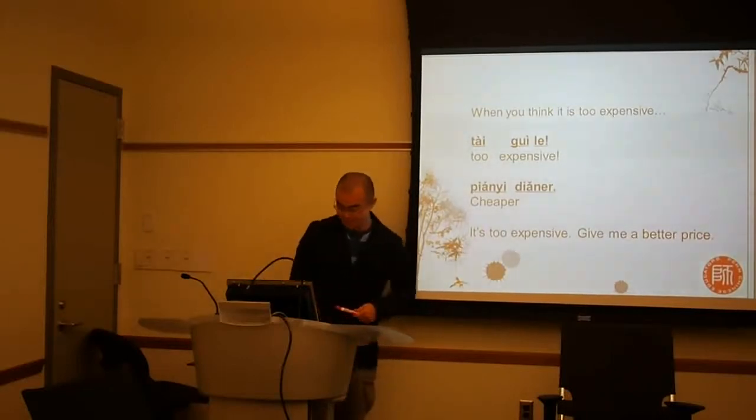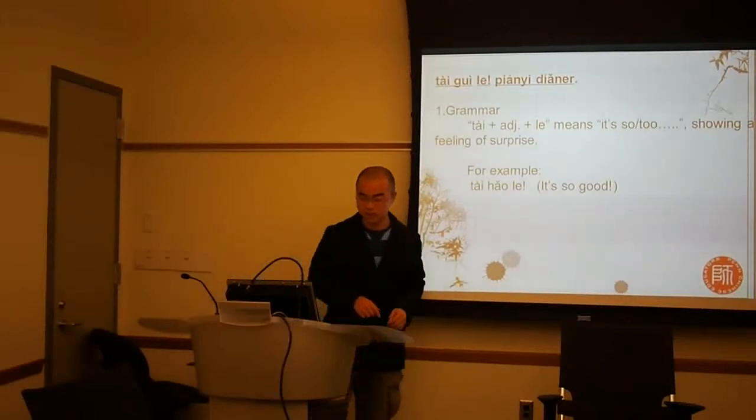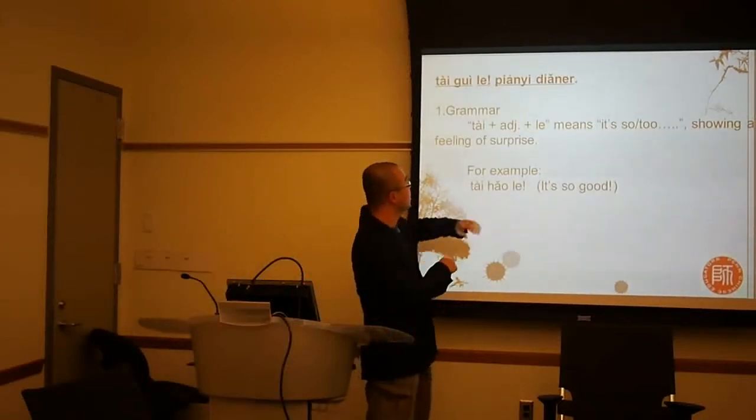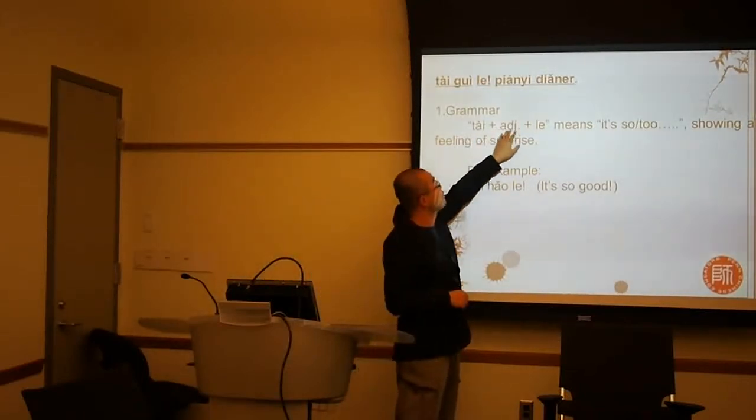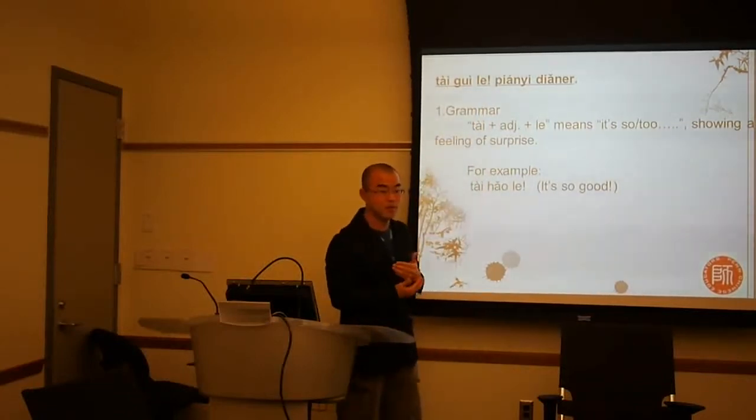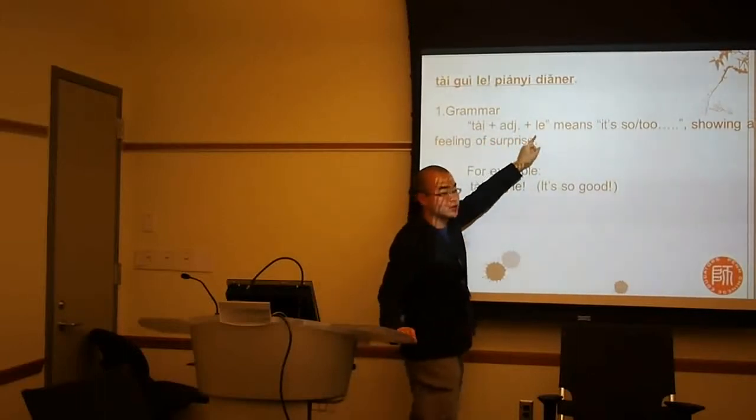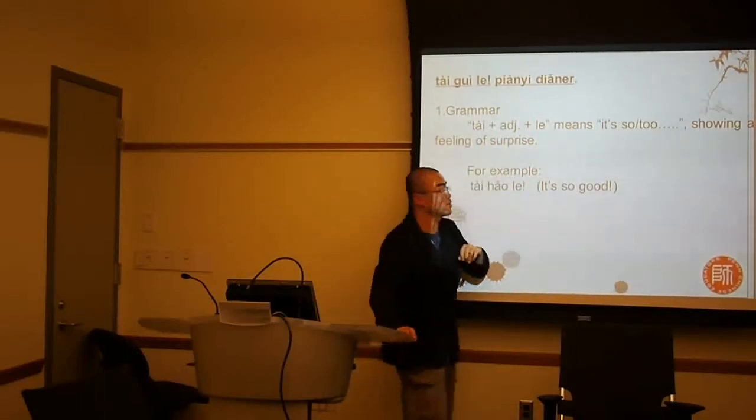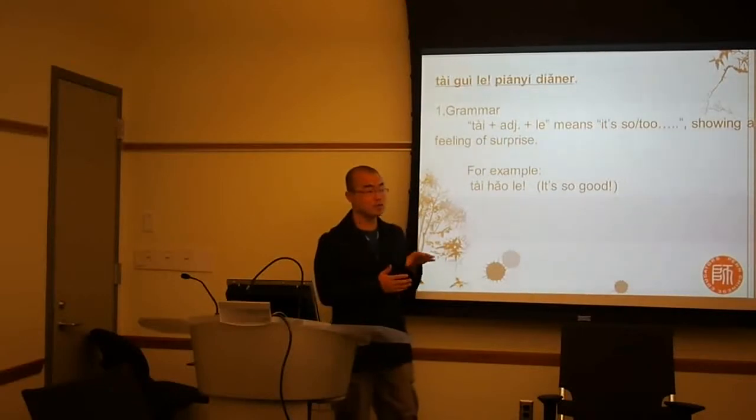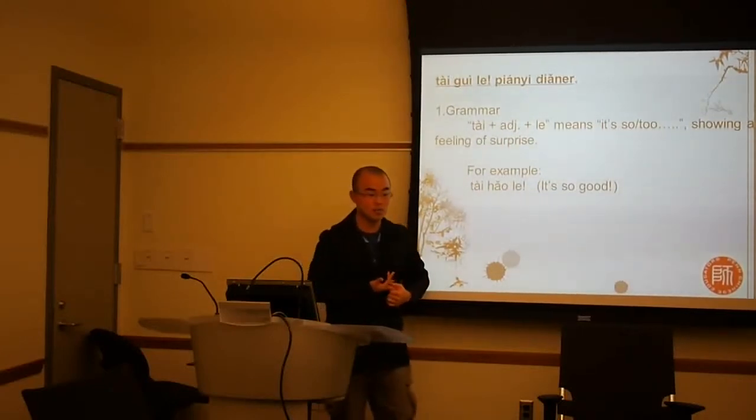So it means give me a better price. Actually, there are two grammar points here. 太 plus adjective. I mentioned gui is expensive, right? Gui means expensive. So tai plus adjective plus le, which is a neutral tone, means it is so or it is too, which shows our feeling of surprise. Well, we say, wow, tai gui le.